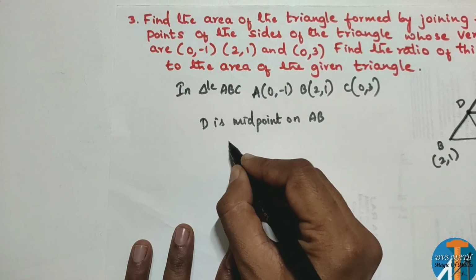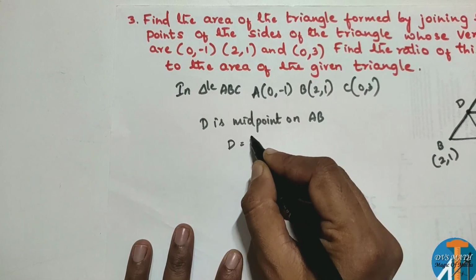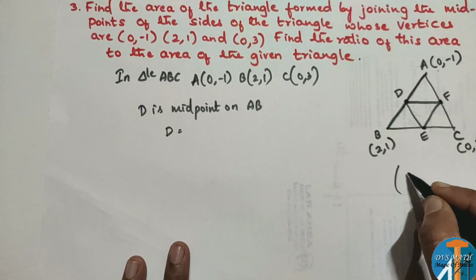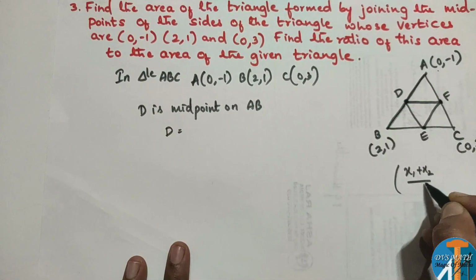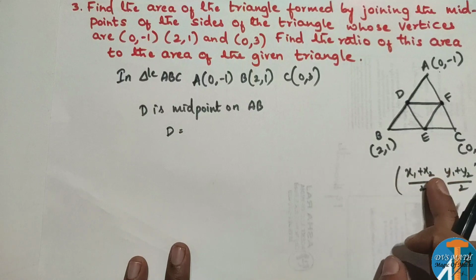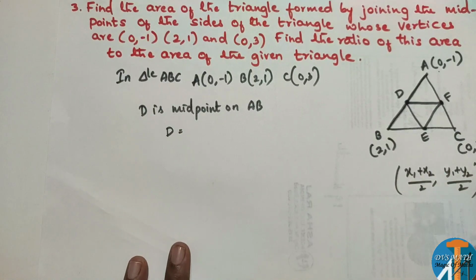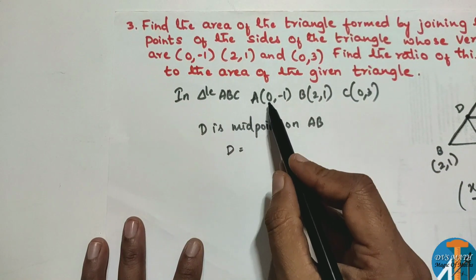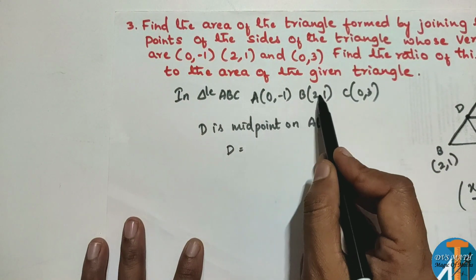So if you find D value, what will be the D value? For x1, you can directly write the formula: the midpoint is (x1 plus x2 by 2, y1 plus y2 by 2). So that means you have to add the x coordinates and divide by 2, and add the y coordinates and divide by 2. Now in this case, for AB, first add 0 plus 2.